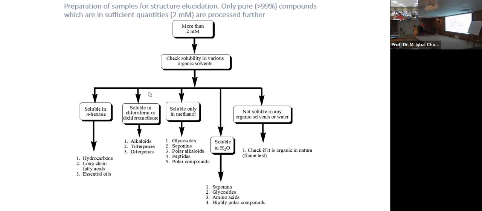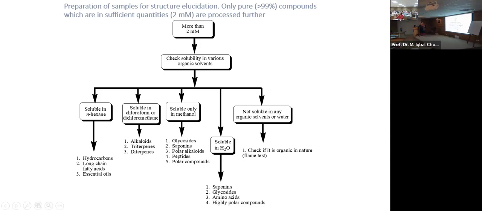And if your compound is soluble in chloroform or dichloromethane, then it could be alkaloids, triterpenes, diterpenes, etc. These are the classes that are soluble in chloroform, or flavonoids. There are many classes. And if your compound is soluble in methanol, since methanol is polar, there must be several hydroxyl groups in the compound, or it must have a sugar, or it might be saponins or polar alkaloids or peptides.